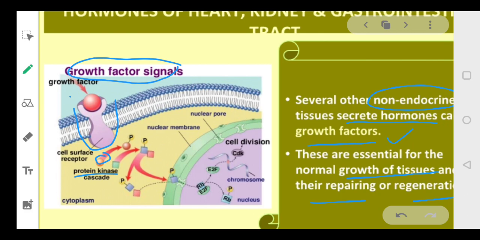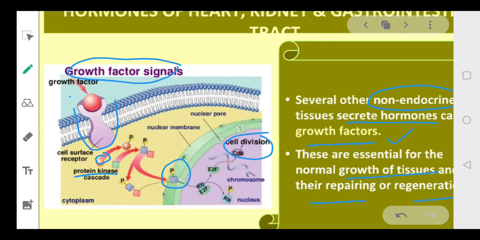Okay, and it will bring about a lot of changes. Now certain factors will be transported inside the nucleus, and those factors will act upon the nucleus, they will act upon the chromosome, and they also bring about the cell division. So growth factors की वजह से आपका kinase pathway initiate हो जाएगा and ultimately the cell division will start.